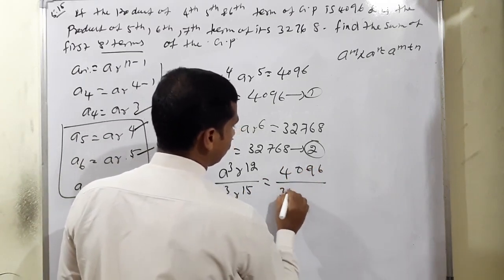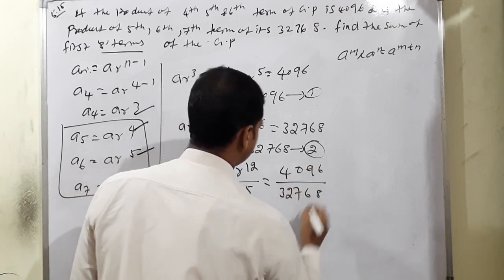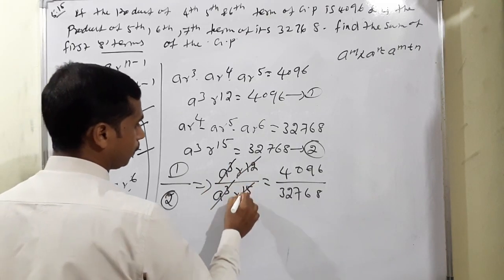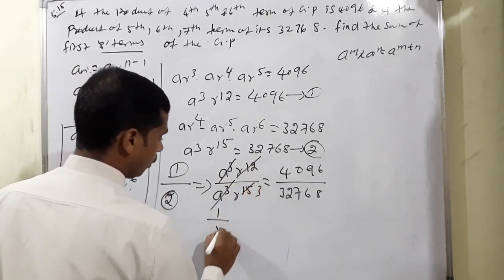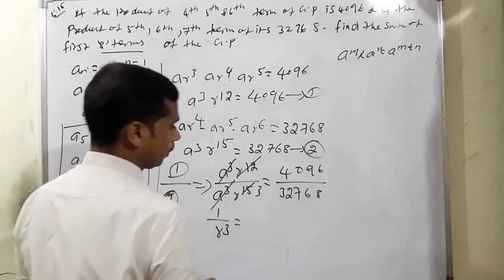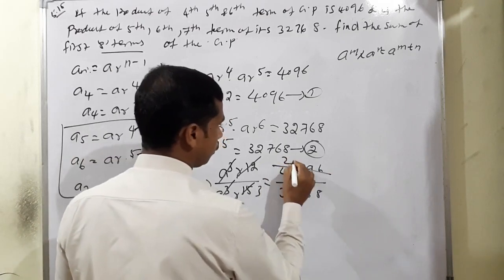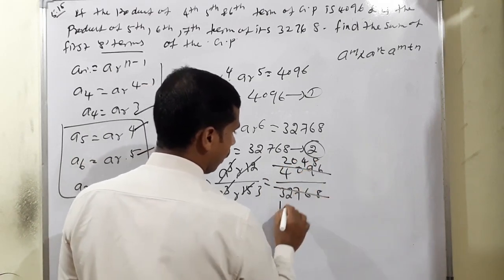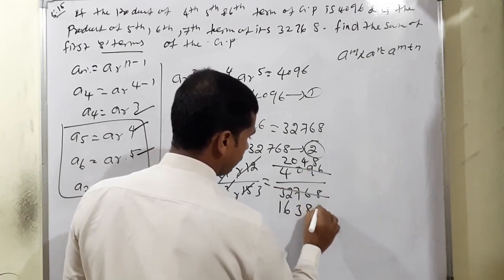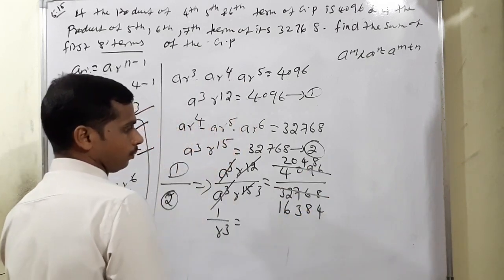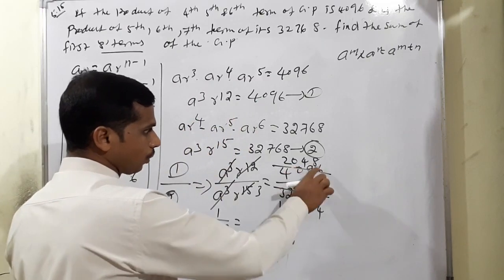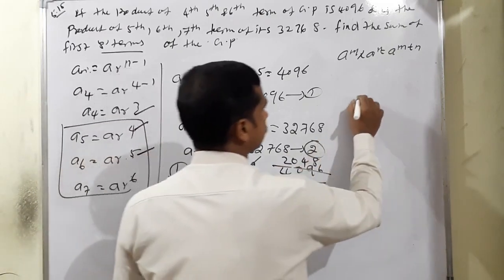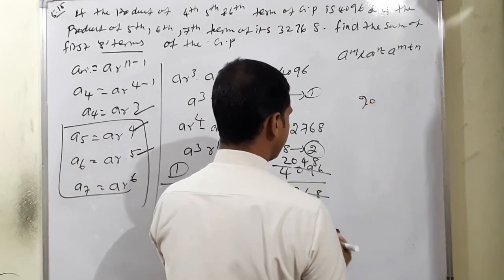4096 over 32768. So a cube cancels, and of 12 and 15 the balance 3 is there. Therefore, 1 by r cube is equal to 2, 0, 9 means 4, 16 means 8. So 1, 6, 3, 8 and 4. Now directly 2048 times 8, because 2 and 16 cancel, means 8 times. So we can apply a shortcut.